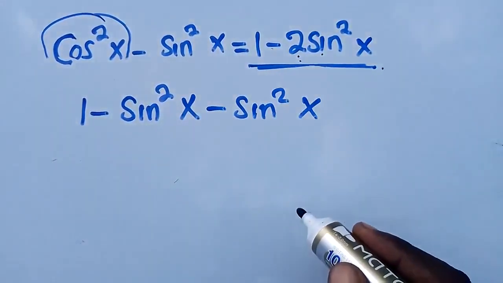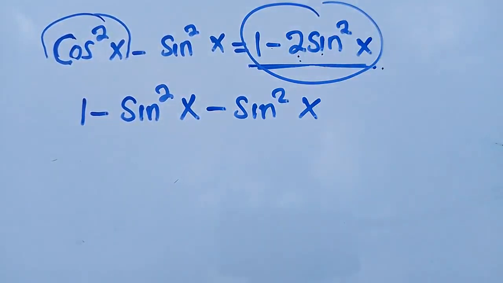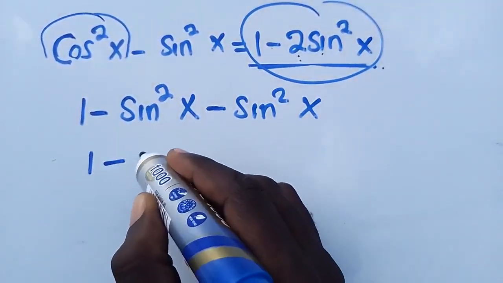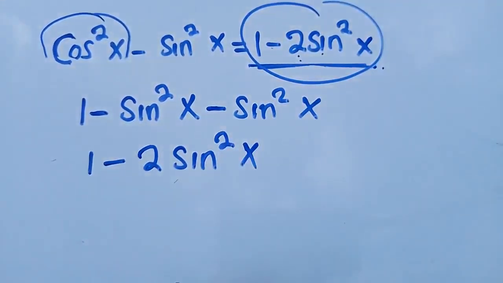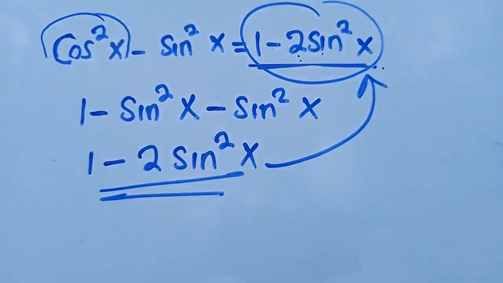I want to prove, or rather verify, that this one is equal to this. This is what you are supposed to know and understand. Negative and negative, they are going to add. So 1 minus 2 sine squared x. This is your answer. When you check, it is the same as that one. This is how you are supposed to verify and work out these identities.